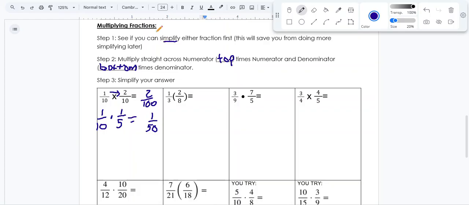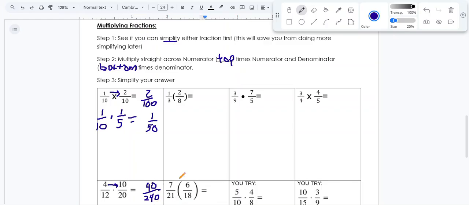Let's do one where it's a little bit harder, so you can see it more. Let's do this one down here: 4 twelfths times 10 over 20. If I didn't simplify, going straight across, numerator times numerator, 4 times 10 would give me 40. And then 12 times 20 gives me 240. So you can see these numbers are getting big, right? They're getting huge. And now I have to simplify this and go all the way down until I get my simplest fraction.